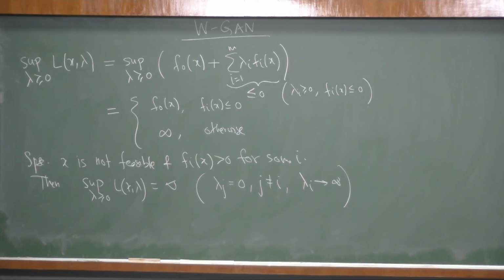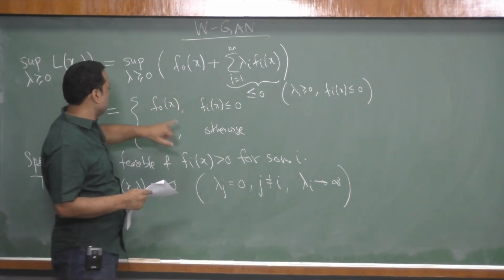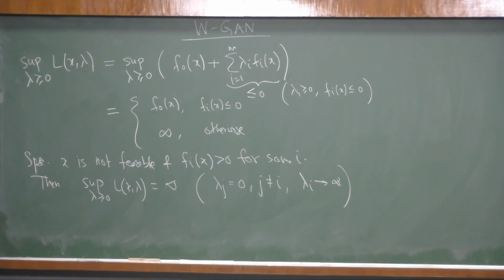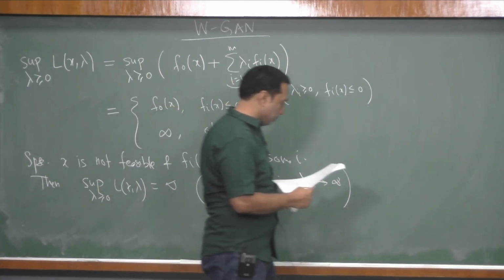And the first case is, as I said, if everything is feasible, then the f i term is bounded above. That's what the supremum is looking for. So the upper bound is there, and this is less than or equal to 0. So in that case, everything is fine. We have the f naught. Okay, so this is the supremum.